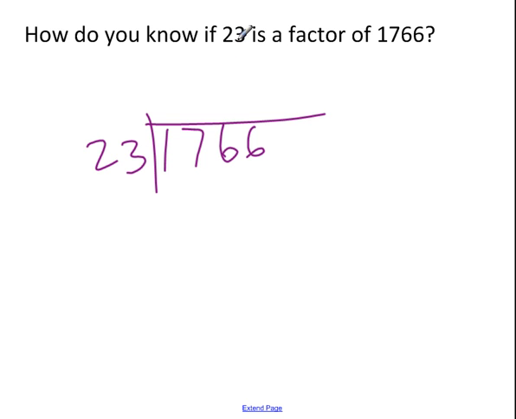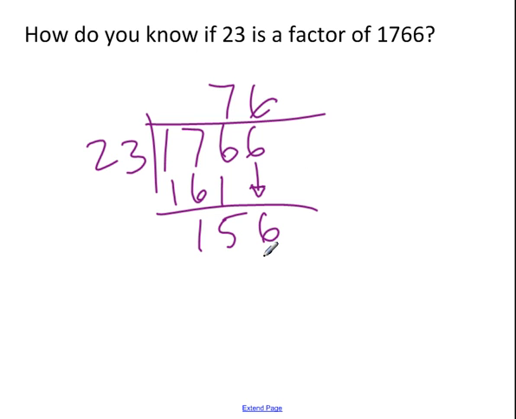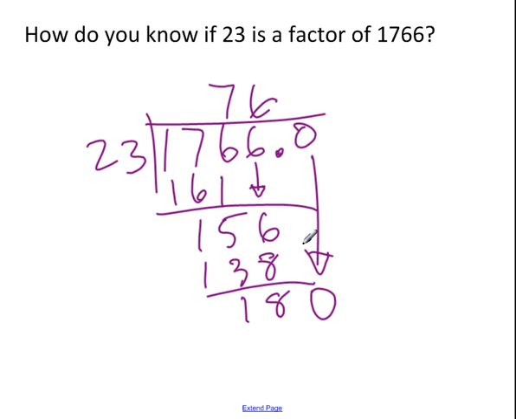So the first thing here is asking us, do we know if 23 is a factor of 1766? Well, in order to find out if it's a factor, we've got to divide. And let's see, 23 goes into that about 7 times. What's that, 161? Leaves me with 15. My 6 comes down, and I think that's about 6 times, which is 138. Whoop, missed that little bit there. It's 18.